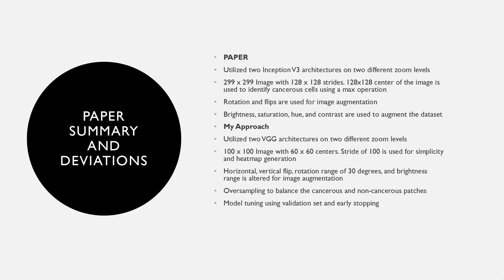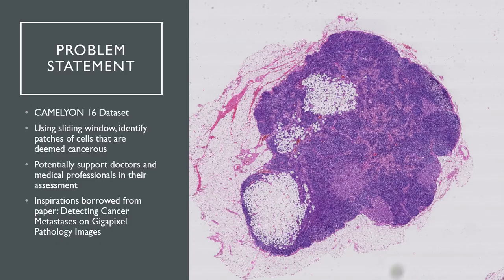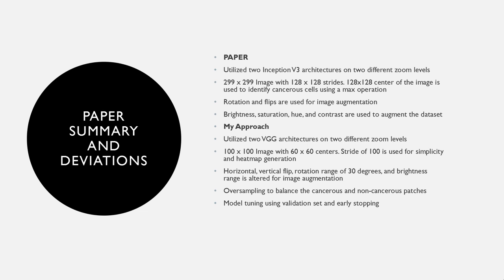A lot of the inspiration comes from Google's paper called Detecting Cancer Metastases on Gigapixel Images. Here I'm laying out what I did differently versus what they did. I utilized two VGG architectures on two different zoom levels. I'm also using image sizes of 100 by 100 patches with 60 by 60 centers. And just to make things easier, I'm using a stride of 100.